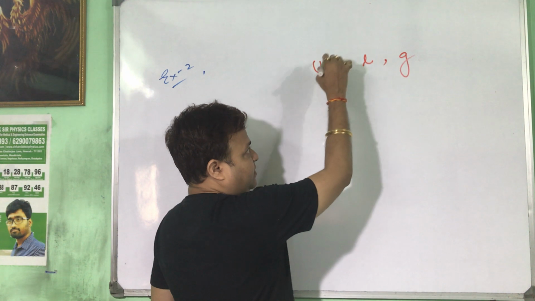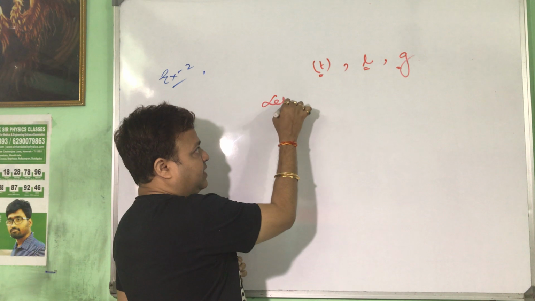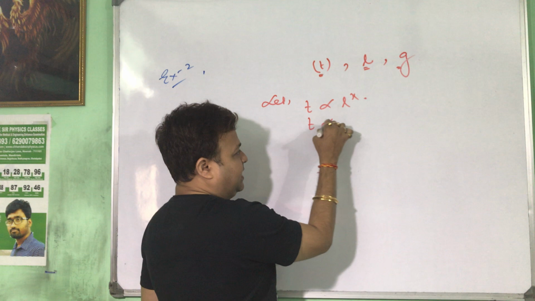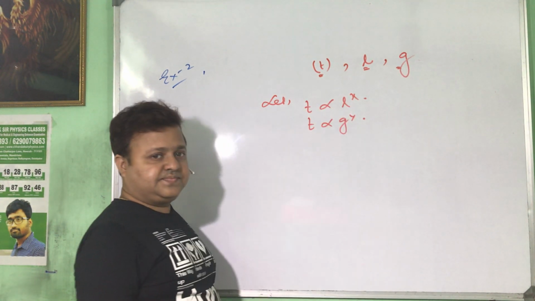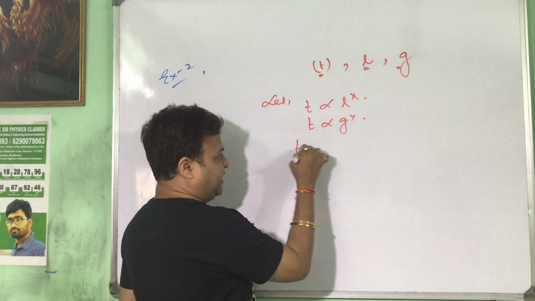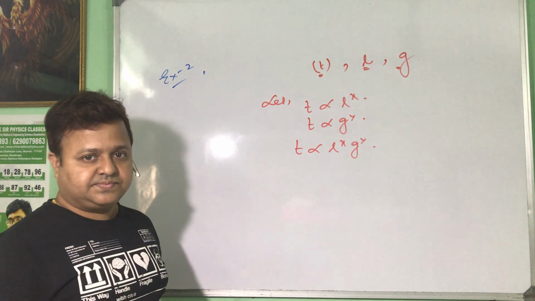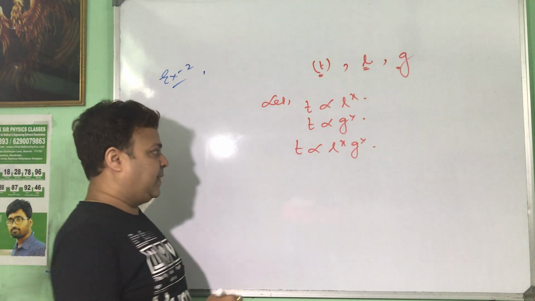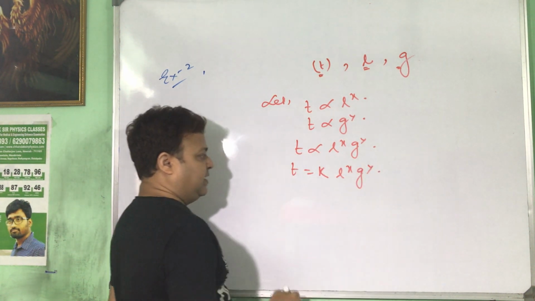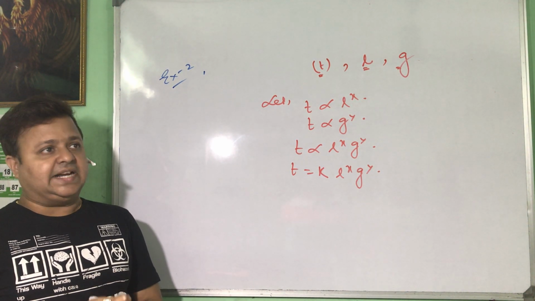So the time period is related to L and g. Even if the equation is known, you have to do it this way. T is directly proportional to L to the power x, T is directly proportional to g to the power y. We have to find the value of x and y. Then by joint variation, L to the power x, g to the power y. And T equals constant into L to the power x, g to the power y, where k is the variation constant, that is a mathematical term, a dimensionless quantity.